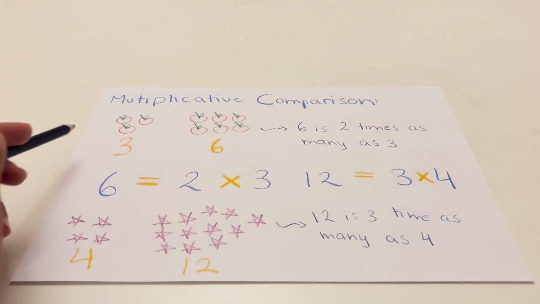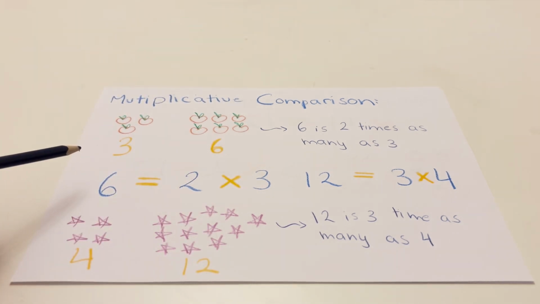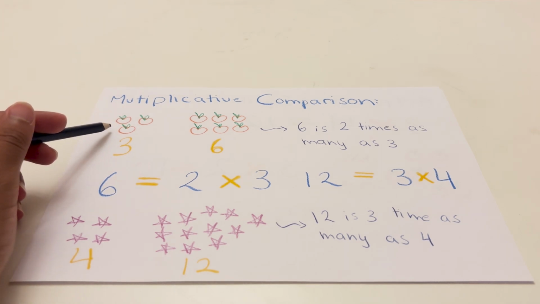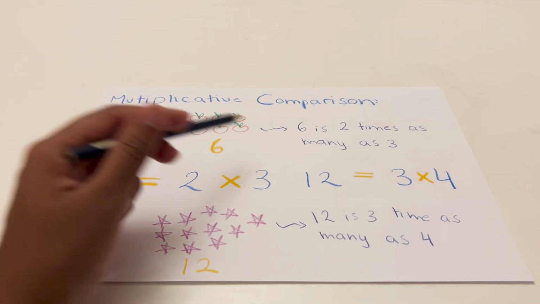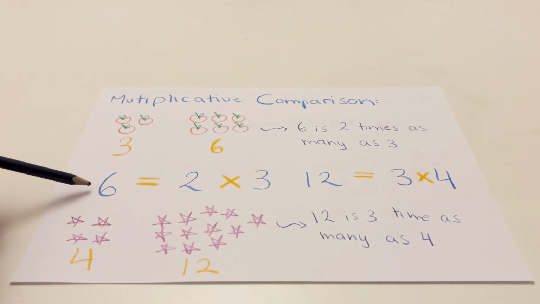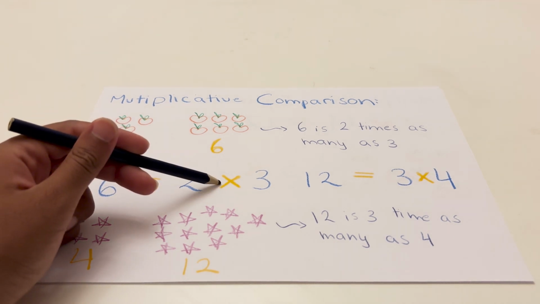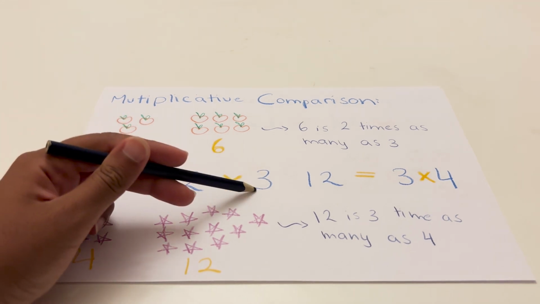Now it's time for us to look at multiplicative comparisons. A multiplicative comparison shows us how many times one number is bigger or smaller than another number. For example, if you have 3 apples and your friend has 6 apples, you can say that 6 is 2 times as many as 3. You can write this as a multiplication equation where you write 6 equals 2 multiplied by 3. It means that 6 is the same as 2 groups of 3.